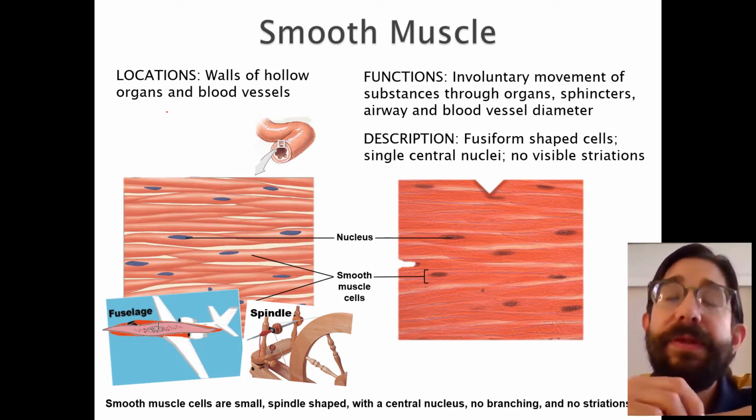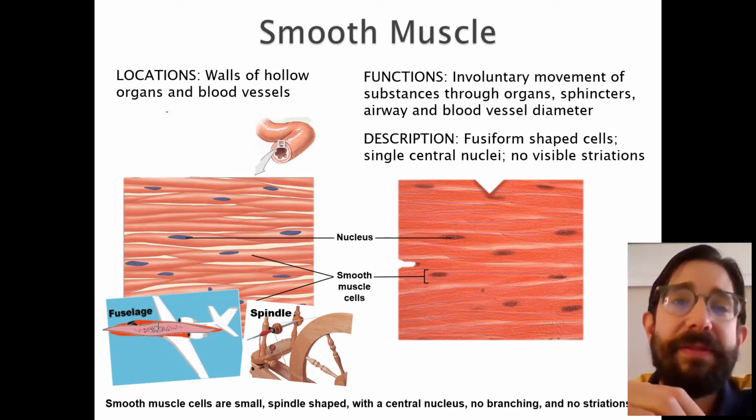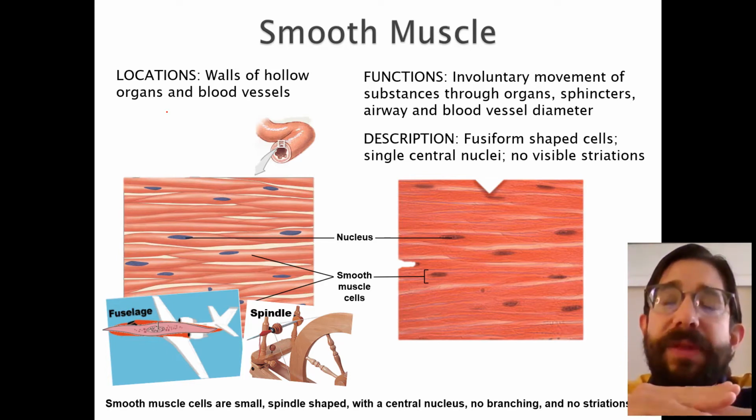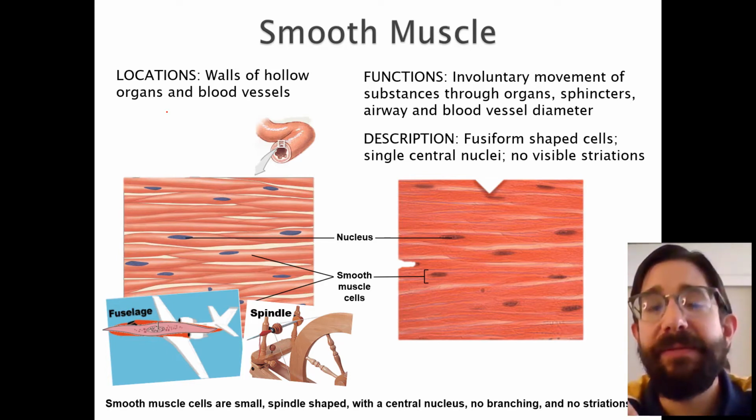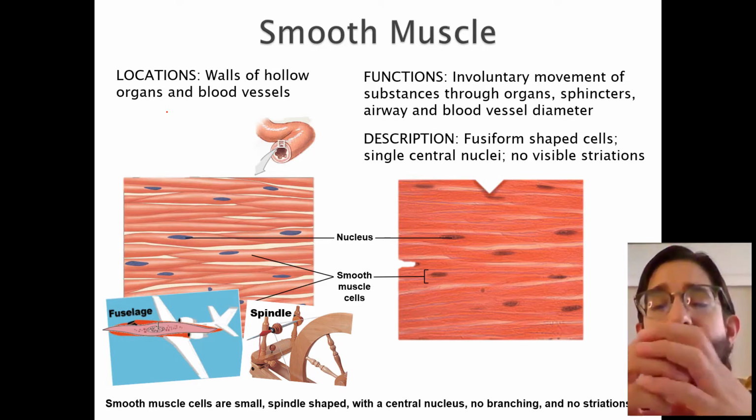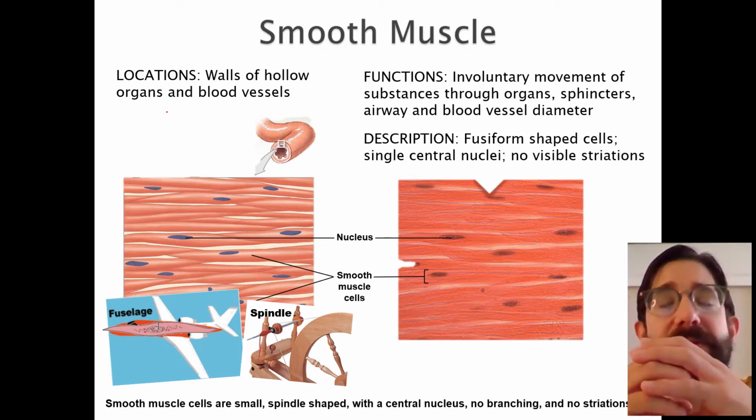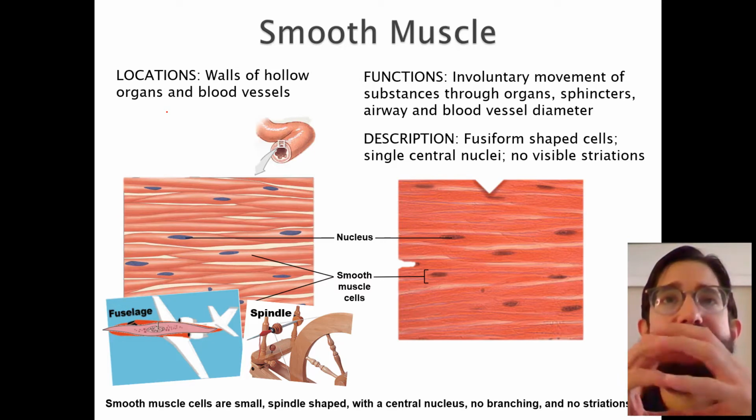But smooth muscle is also found in your airway and in your blood vessels. So as your blood pressure changes throughout the day, that's partially due to smooth muscle in your blood vessels contracting or relaxing.